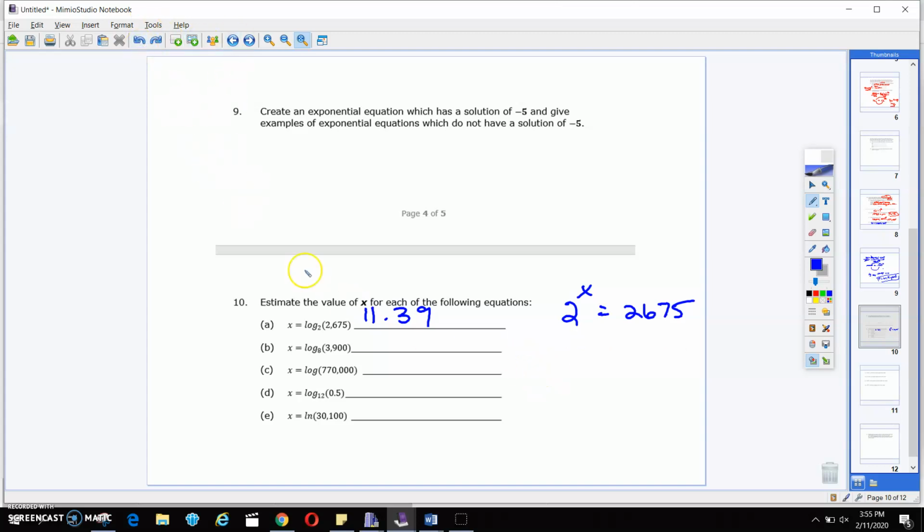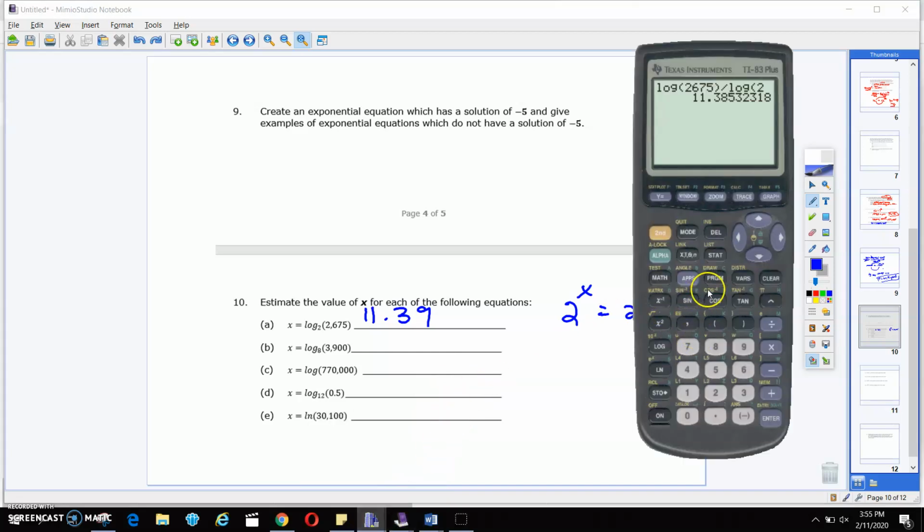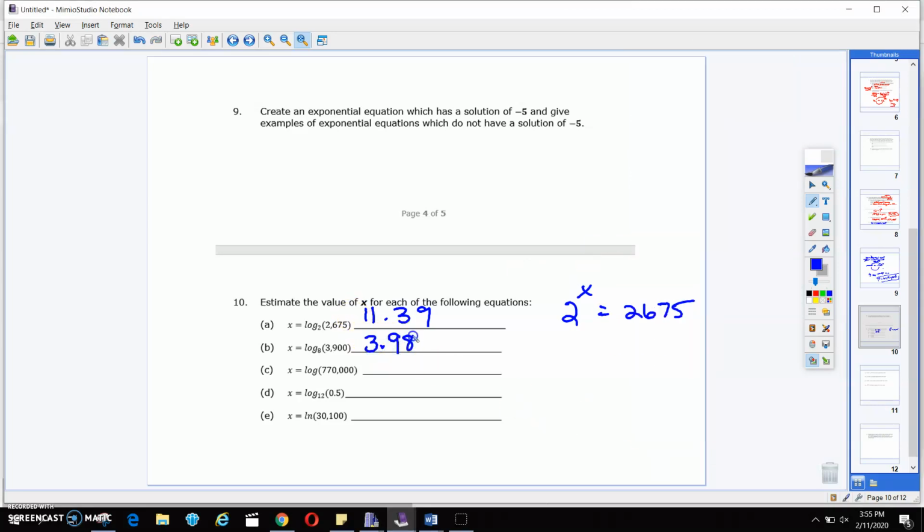All right. So in the next one, you're going to plug it into your calculator, or you can do 8 to what power gives you 3,900. Again, not going to sit here and do that. So log of 3,900 divided by log of 8. That's going to give you 3.98.